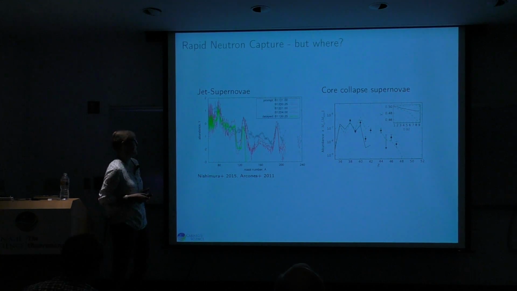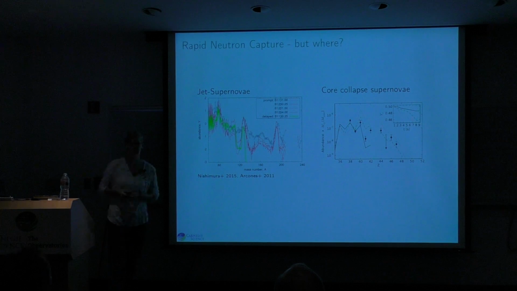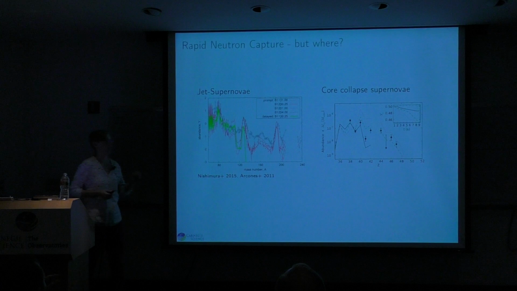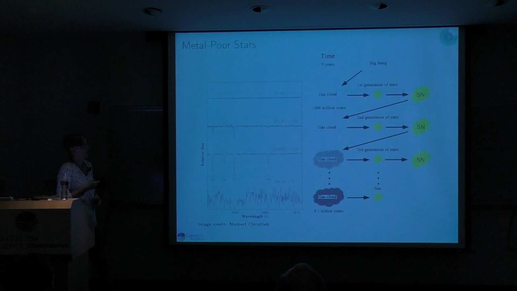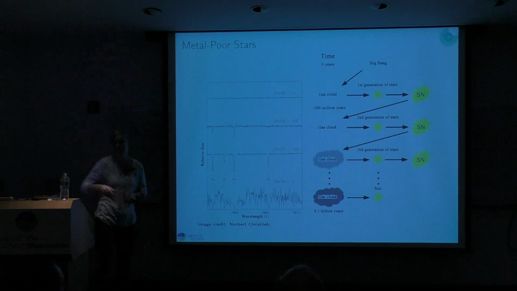And none of these sites are very good at direct observations. We can't really have any direct observations of any of these sites to say, okay, this is the abundance pattern that this event spits out. So we need help from somewhere else. And this is where the metal-poor stars come in.